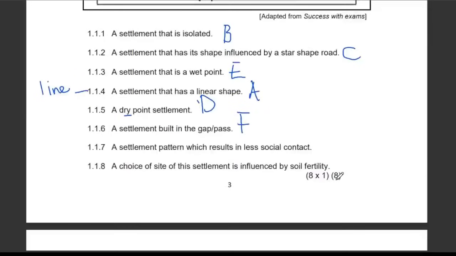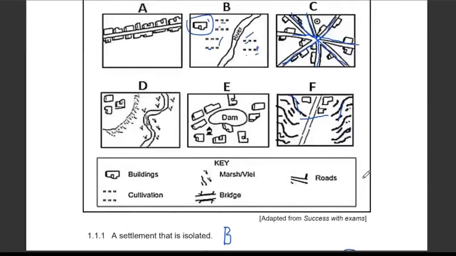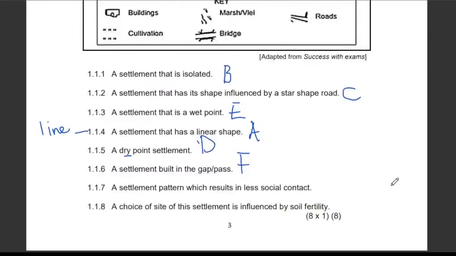Number 7, a settlement pattern which results in less social conduct. Less social conduct. If we are talking of social conduct, we are saying people are interacting with one another. But where there's less social conduct, it implies that the settlement is in isolation, is dispersed away from other settlements. So B qualifies to be the correct response. It's an isolated settlement. There's less social conduct.